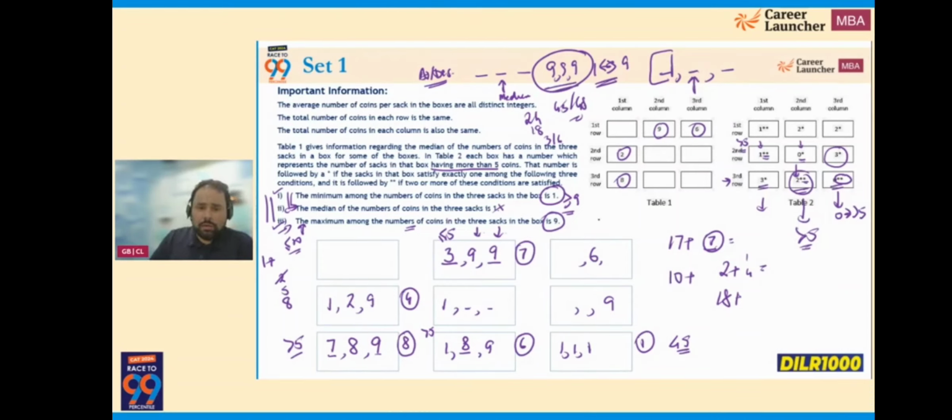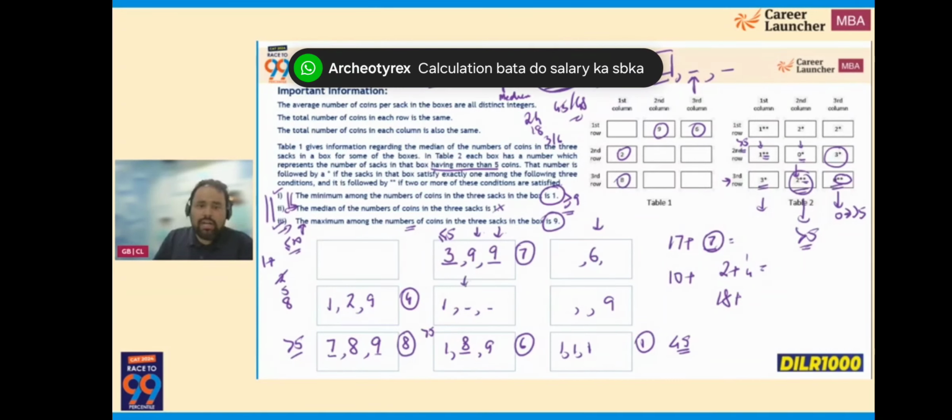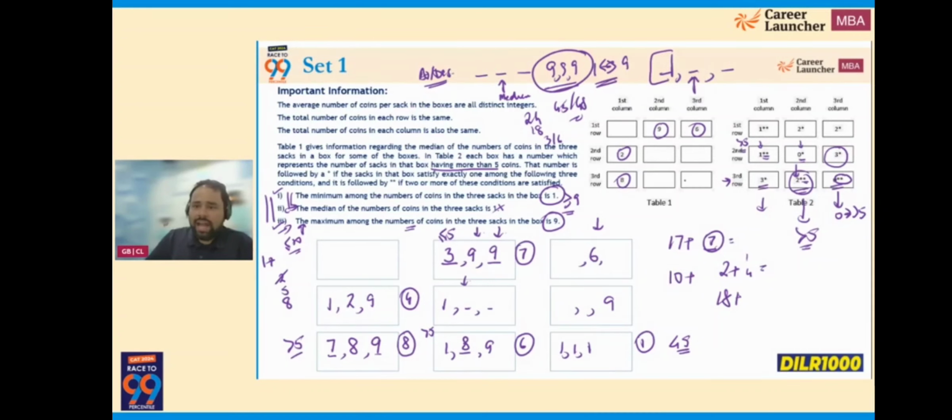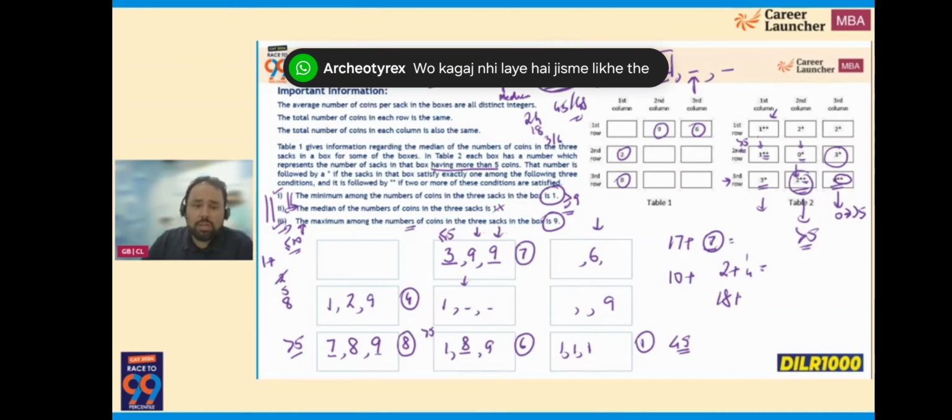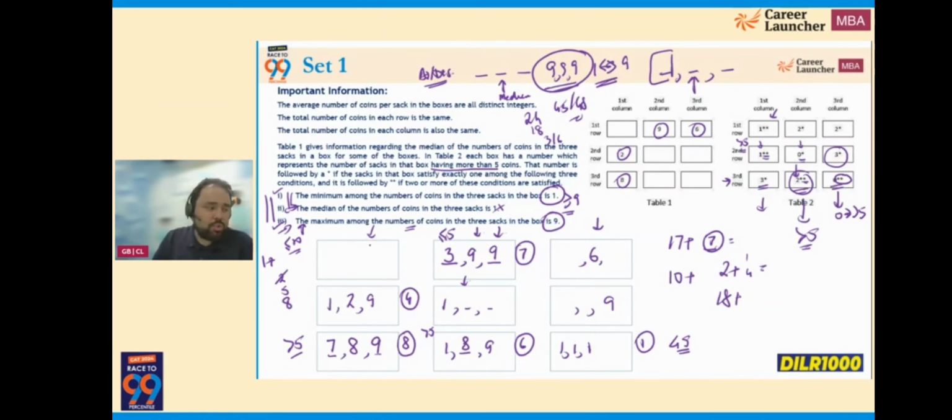Now this one already has one sack which has 6 points. This one already has one sack which has 1 point. And the first column, first row has only one sack with greater than 5, which means the remaining 2 sacks will have less than 5 points. So here also there will be at least 2 sacks with less than 5 points. So the only box left which can have all 9 points is this. So it will be 9, 9, 9, 9, 9, 9. Am I clear?